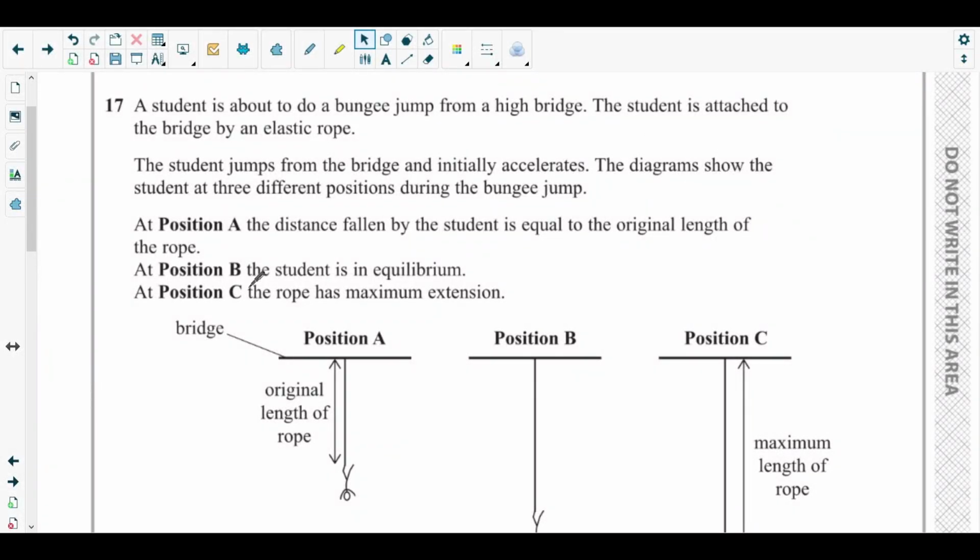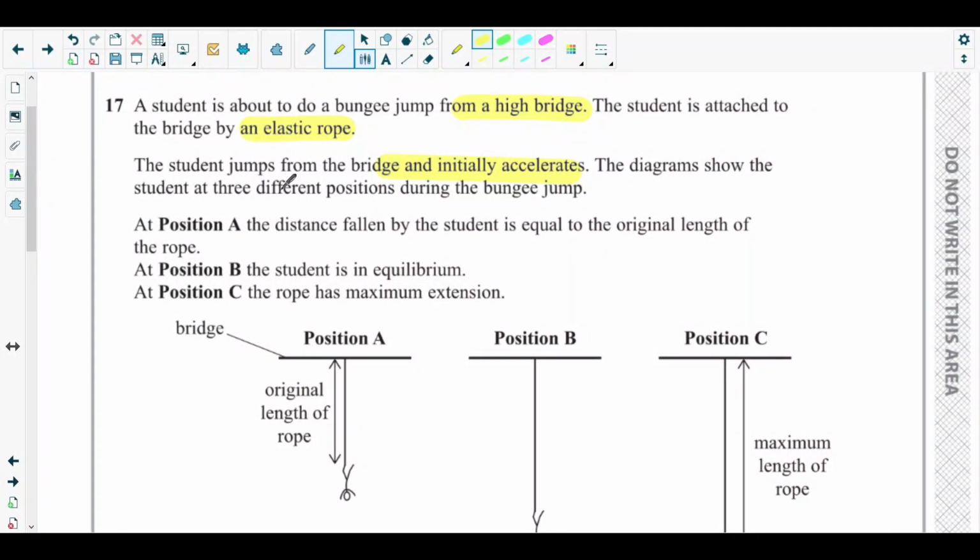Okay, next is question number 17. In question number 17, it says a student is about to do a bungee jump from a high bridge. The student is attached to the bridge by an elastic rope. An elastic rope means it will extend as force is applied. The student jumps from the bridge and initially accelerates.